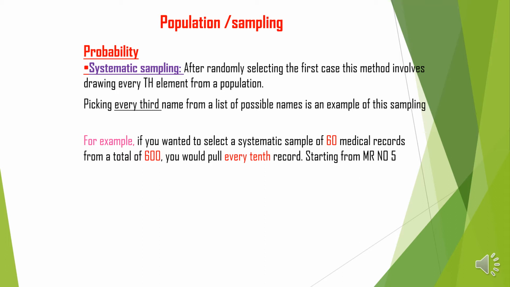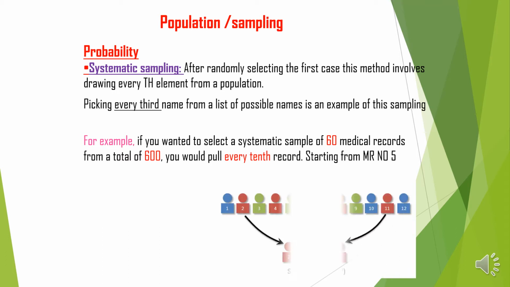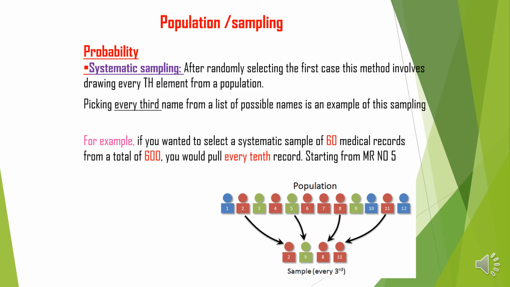Then we will select every nth. So here I told you that we will start with, let's say, number 5, sorry, medical record number 5, then we will select every 10th medical record. So I will select number 5, then I will select number 15, then I will select number 25, and so on until we reach 60 medical records. I hope it's clear.